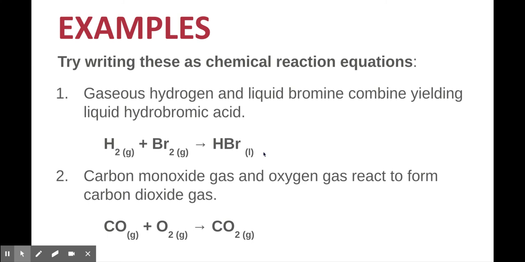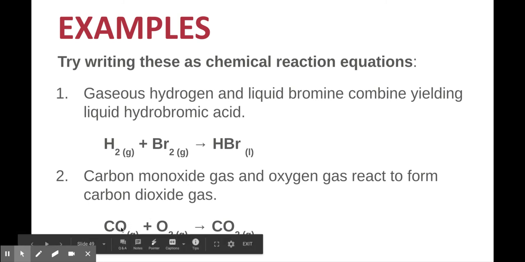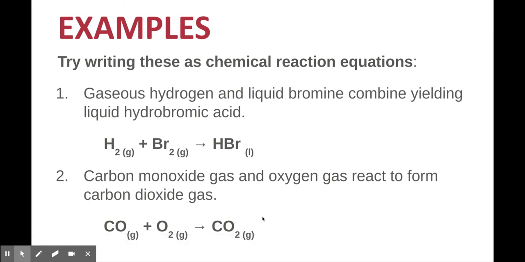All right, example number 2: carbon monoxide gas and oxygen gas react to form carbon dioxide gas. Again, you need to know nomenclature in order to know how to write carbon monoxide and carbon dioxide. Carbon monoxide means one carbon, one oxygen, and since it's a gas, we'll write a g under it as a subscript. Oxygen is O2, and it's a gas, and that reacts to form, so you put an arrow, carbon dioxide gas, which is carbon and two oxygens in a gaseous state. So that's how that should be written.